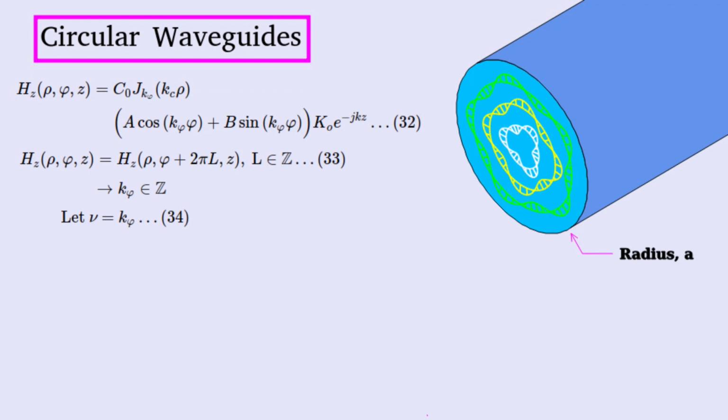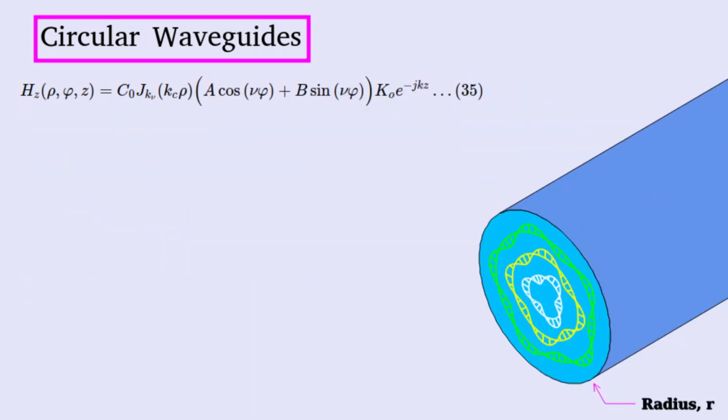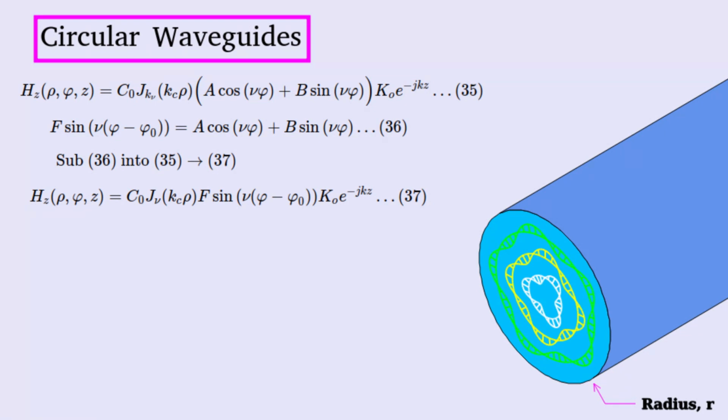We'll let this integer be the Greek letter nu, which looks like a V. We'll then substitute this value back into the value of Hz to get this equation. I'll just rewrite this equation up here at the top to make more room for more equations. The sum of two sinusoids can be rewritten as this sine function on the left. We can then make this substitution so that there is only one sine term, which greatly simplifies this equation again, since it's better to have no additions in this equation.